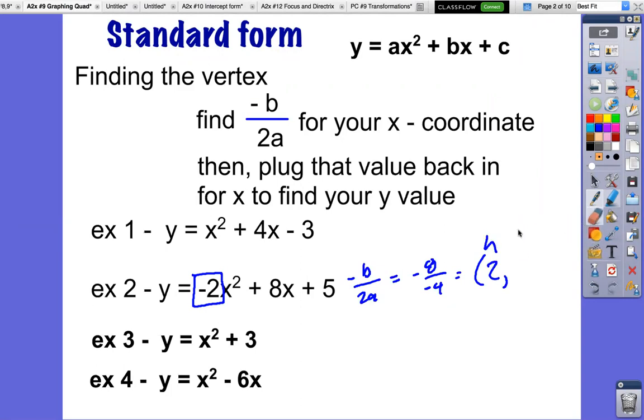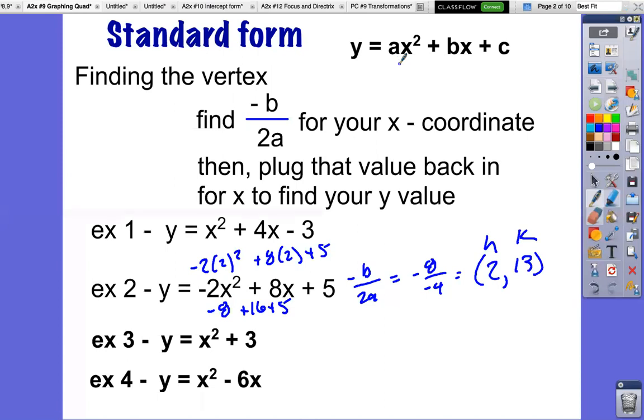How do you find your k value? All you have to do is plug it back in everywhere you see an x. So remember, exponent first, so 2 squared is 4 times -2 is -8, plus 8 times 2 is 16, plus 5, and I get 13. Now that's what we did yesterday. Any questions?